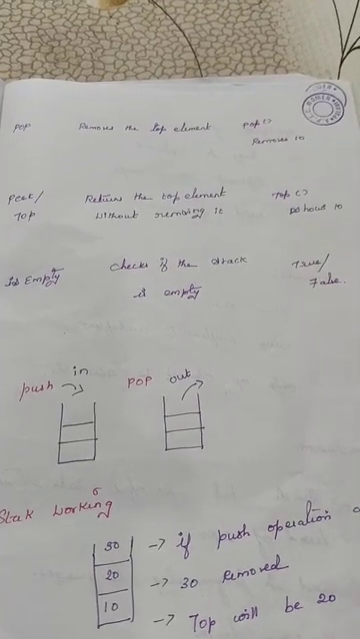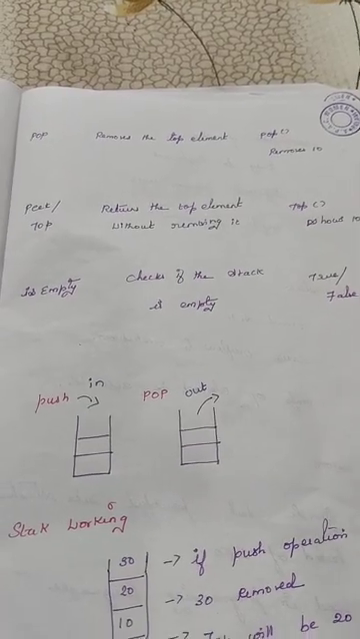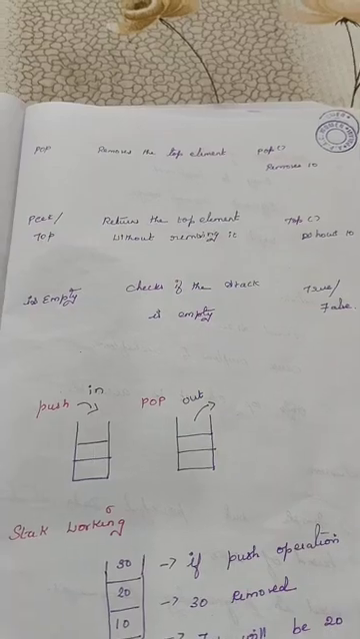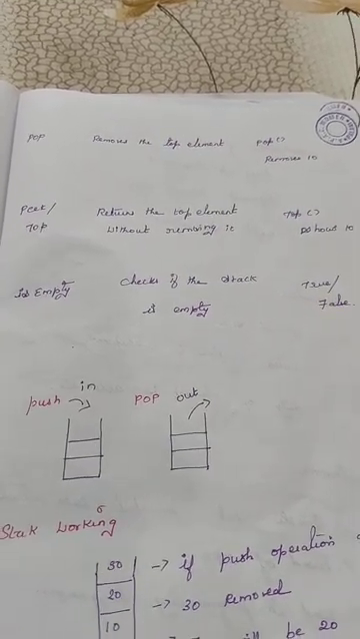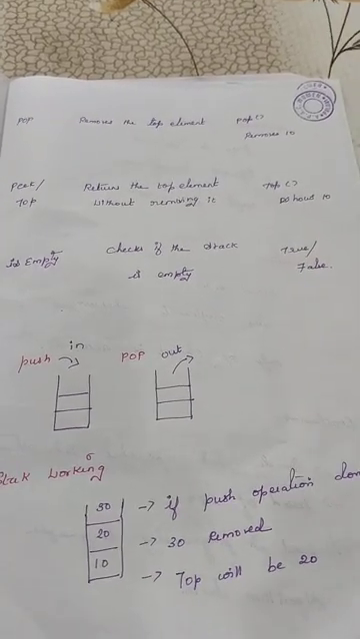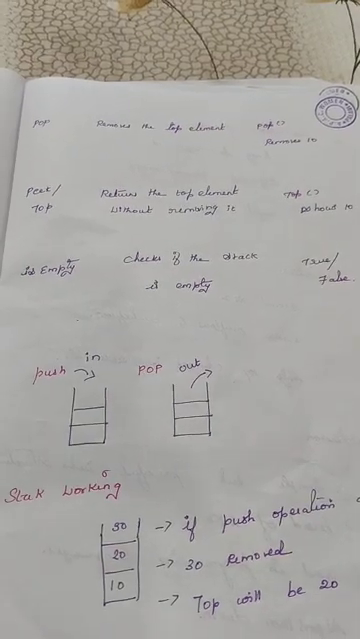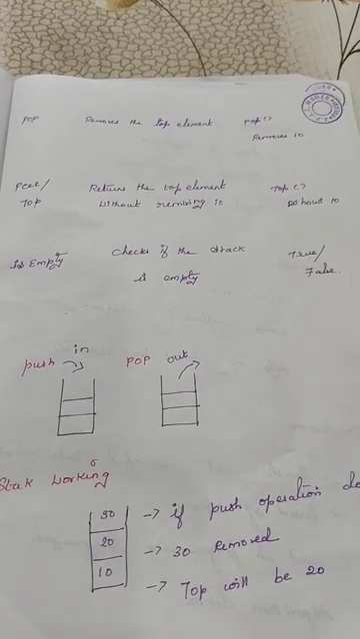Then peek or top returns the top element without removing it. That means it shows what element is present at the top. It will not remove the element and it will not add an element. Next, isEmpty checks if the stack is empty. If the stack is empty, it will show true. If the stack is not empty, that is, a value is present, it will show false.